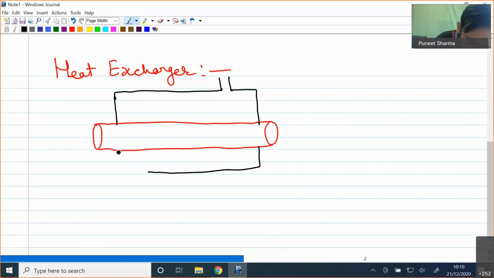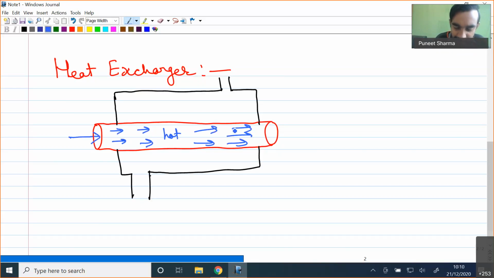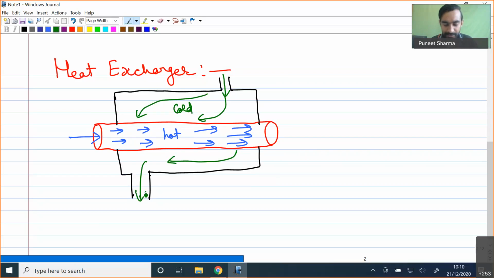If you see over here, our configuration is such that we will have certain flow of one medium. Say I have some hot medium, and that hot medium is flowing inside this pipe. Then I have another pipe outside, and that pipe is enclosing this entire internal pipe. Let me consider that I have another cold medium, and that cold medium is flowing through this outside pipe.